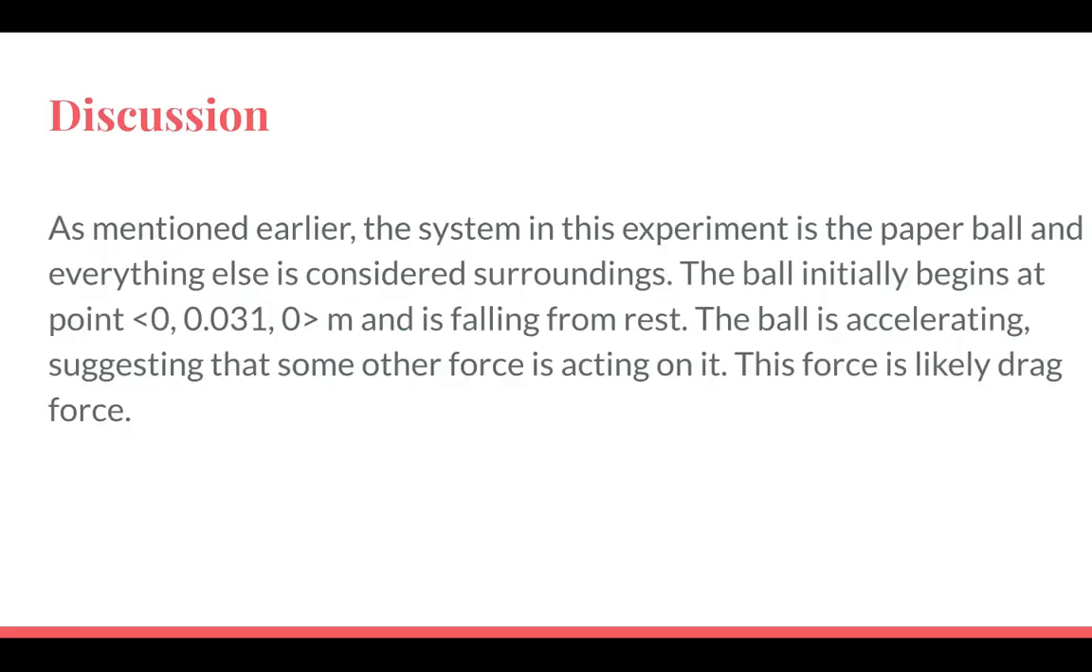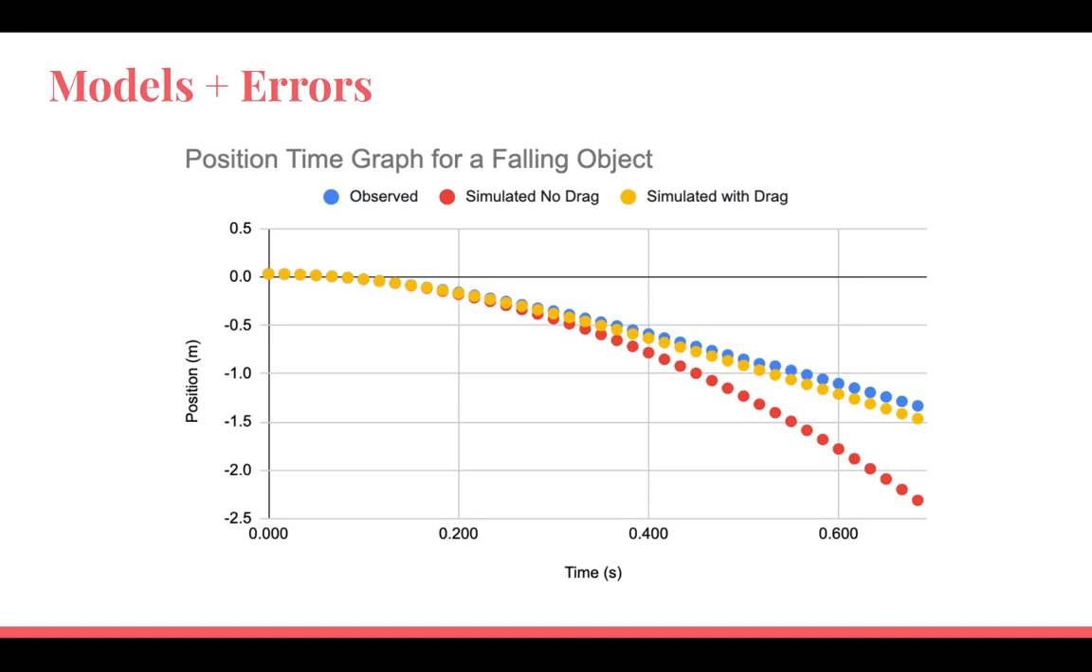As mentioned earlier, the system in this experiment is the paper ball and everything else is considered the surroundings. The ball initially begins at the point 0.031 meters and is falling from rest. The ball is accelerating, suggesting that some other force is acting on it, and this force is likely the drag force. Here's a graph with the observed, simulated drag, and simulated no drag.